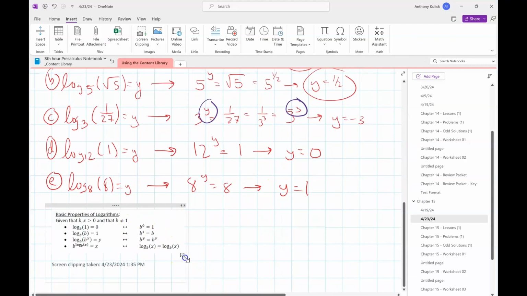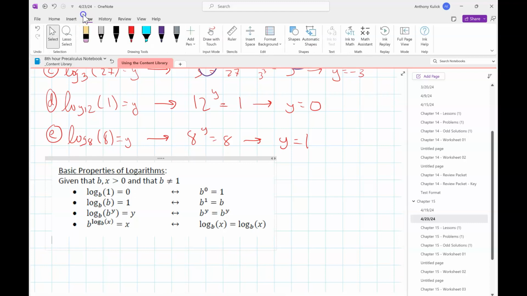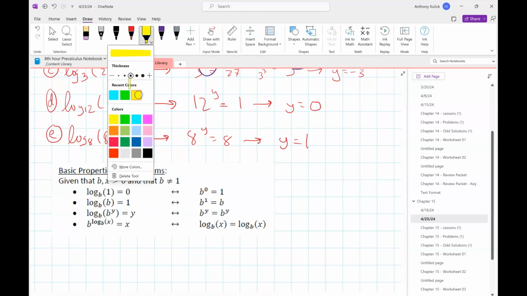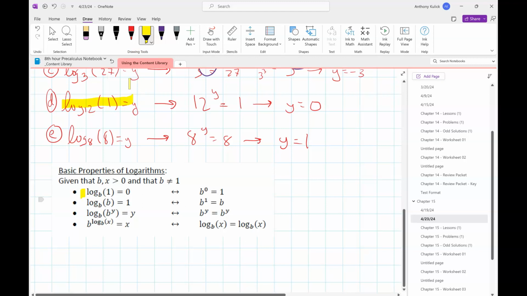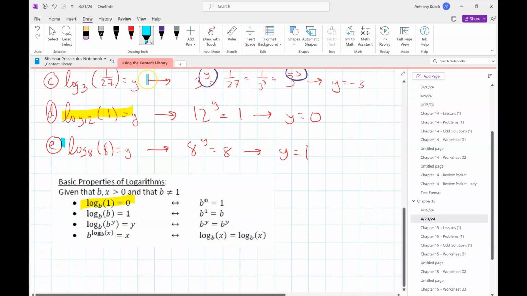So just to reiterate here from these examples, we can make a couple of observations. From example D, we can say that any log of 1 is 0. From example E, we can say that log base b of b is always going to be 1.